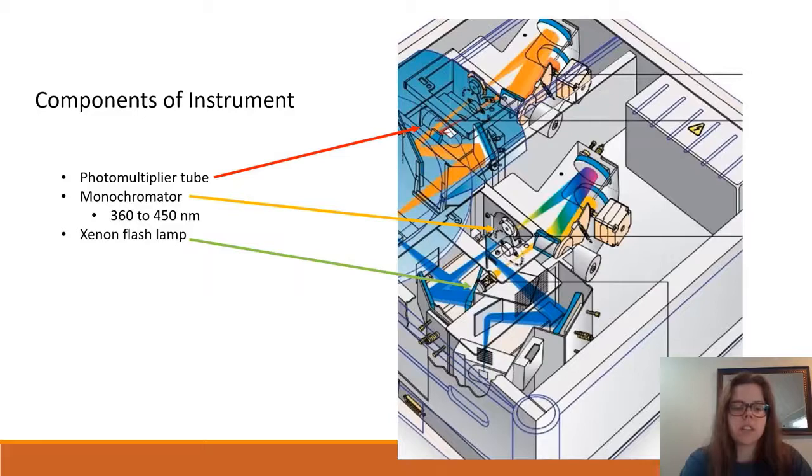So then the light is passed through the detector, which is shown with the red arrow. The detector is the photomultiplier tube, which basically converts the light energy into an electrical signal, and that will be displayed on a graph at the end, and it plots wavelength against intensity.